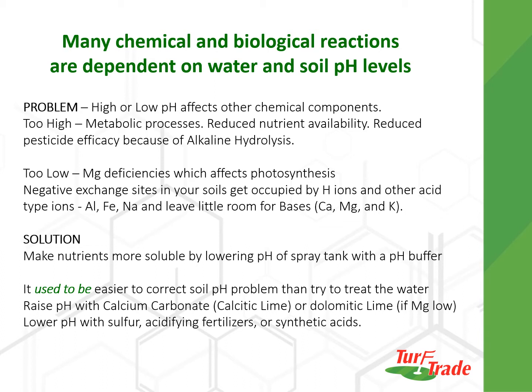What happens if your pHs are too low? Well, if your pHs are too low, you can get a magnesium deficiency. And we all know magnesium will affect the photosynthetic activity of the plant.